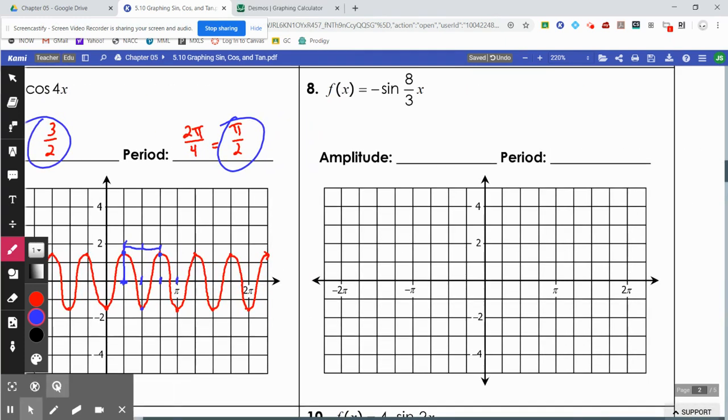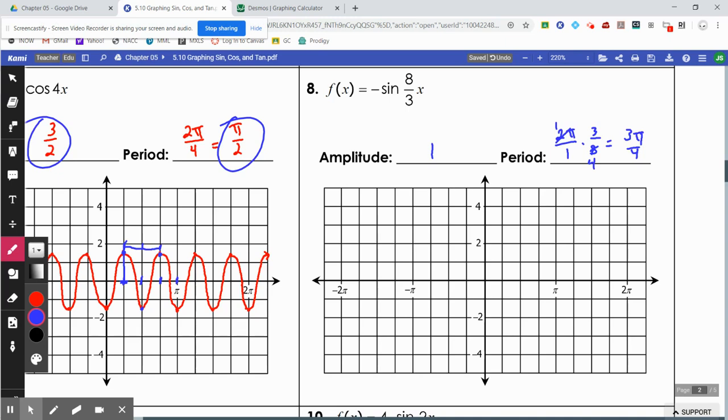Okay, number 8. The amplitude, again, can be found with the number out front, the absolute value of this number, which is 1. So that's going to be the height of our function here, and the period is going to be 2 pi, and then let's transform that by dividing by 8/3, or multiplying by the reciprocal. You could actually do so times 3/8. Cross cancel, that's a 1 and a 4, so that's going to be 3 pi over 4.